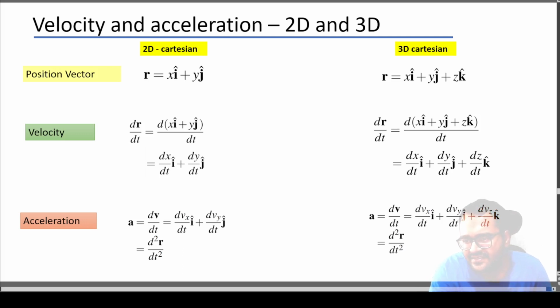So I can write it like this: vx i cap, vy j cap, vz k cap. And I can write the acceleration as ax i cap, the component of acceleration, ay j cap.